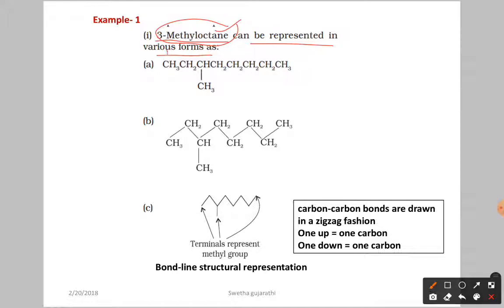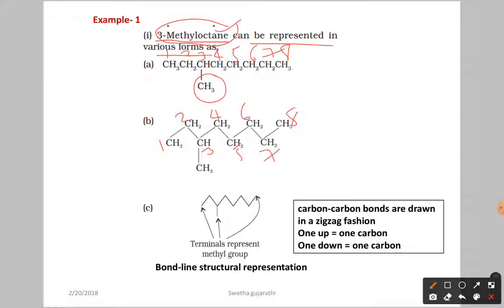So here if you give the numbering, this is first, second, third carbon, fourth, fifth, sixth, seventh, eighth. So 3-methyl octane you can write like this. In another way, you can write it in a zigzag manner. So this is first carbon, second, third, fourth, fifth, sixth, seventh, eighth. These are not the complete structure.